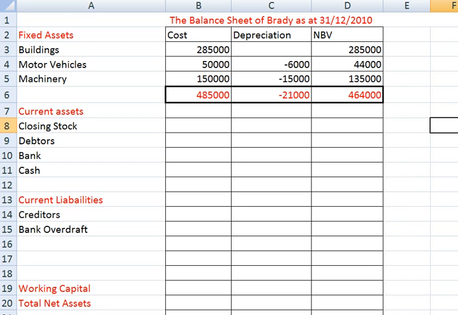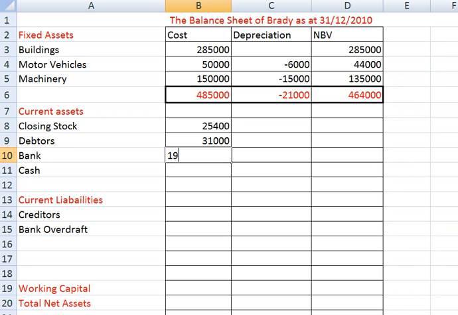So the current assets are those assets whose value will change in the short term. And the first current asset will always be the closing stock of the firm, and that is 25,400. Also, this firm is owed money by debtors, people it sold goods on credit to, and it's awaiting payment from those people. The debtors' value here is 31,000, so they're owed 31,000 from their debtors. That is an asset, because hopefully you will get that money in the future. It's a debt that you own, that someone must pay you.